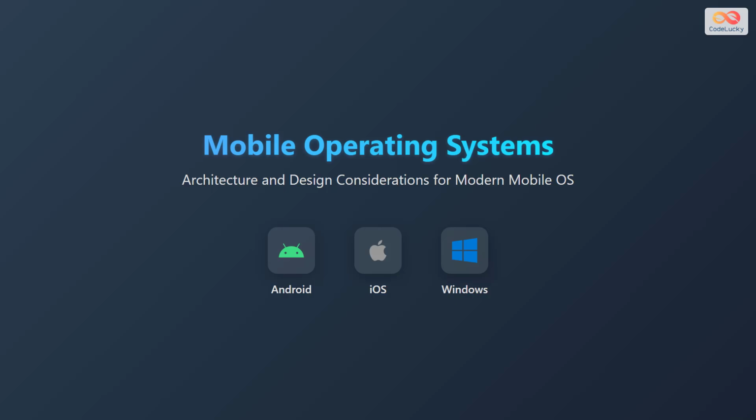Let's begin our exploration of mobile operating systems. We will be discussing the architecture and design considerations for modern mobile operating systems. This includes the major players such as Android, iOS, and Windows. We will also look at the layered architecture, resource constraints, power management, touch-oriented user interface and security sandbox for these operating systems.